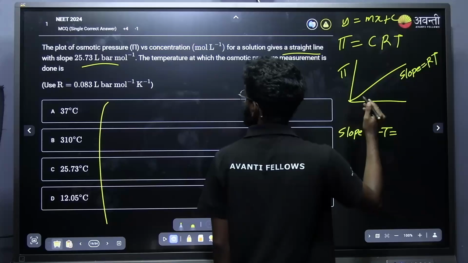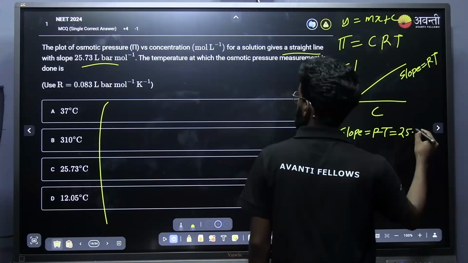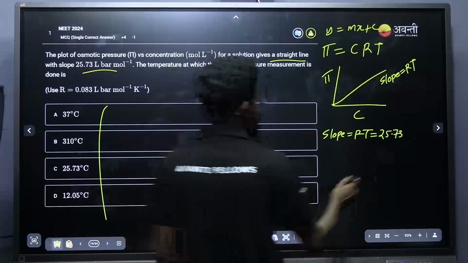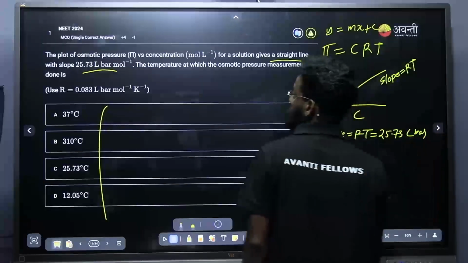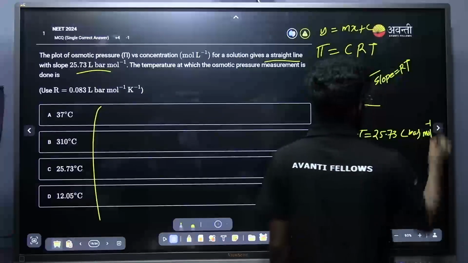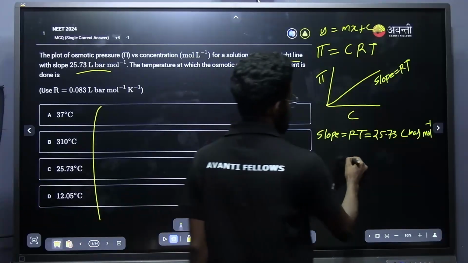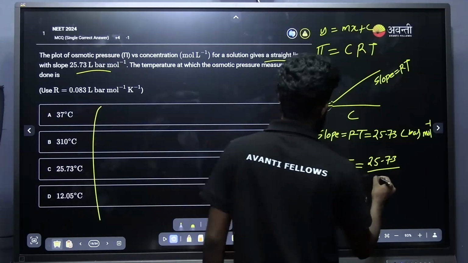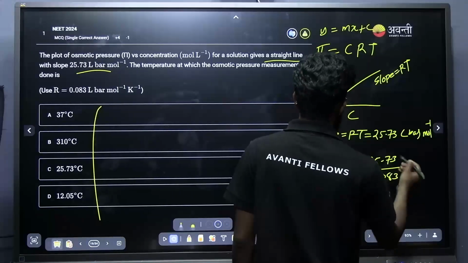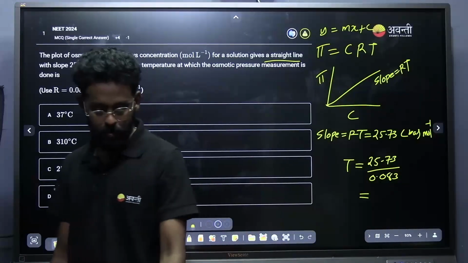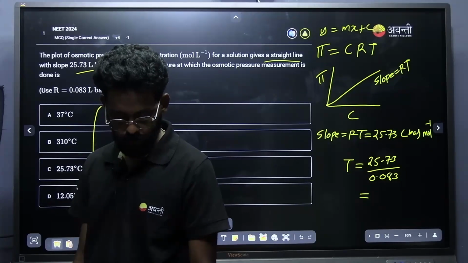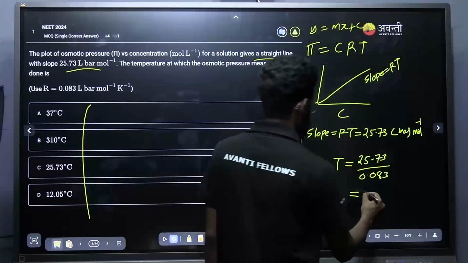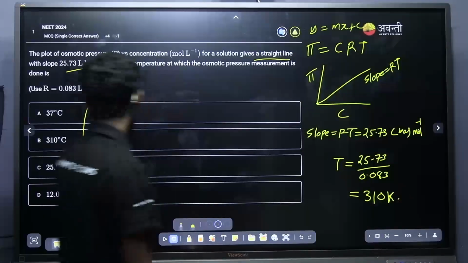This RT value is given in the question. What is it? 25.73 liter bar mole inverse. And from this we can easily find out the temperature, which is equal to 25.73 divided by the value of R mentioned in the question, 0.083. From this you will be getting the answer. What is the answer? You will be getting 310 Kelvin.